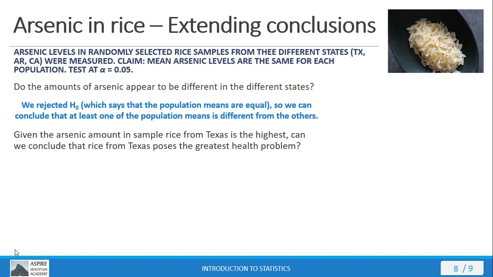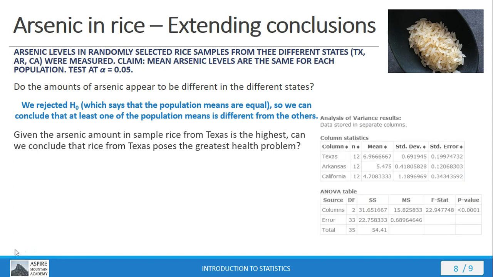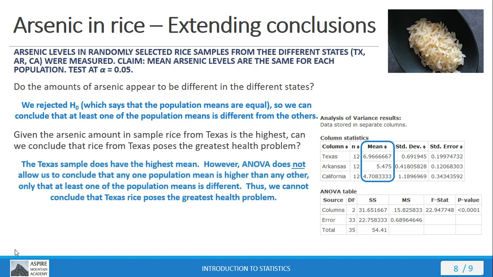Well, the knee-jerk reaction to this is going to be to say yes, but that's not going to be right because if we look back at our results here, look at the mean values that we have for the different samples. The sample from Texas is higher than the other two samples. That said, the ANOVA test does not allow us to conclude any one population mean is higher than the other. It just says one of them's different, and it doesn't tell you which one. So no, we can't make the formal conclusion that rice from Texas is the highest. However, we can informally conclude that we probably should take a look at what's going on in Texas.